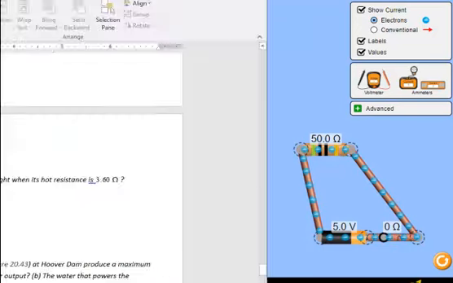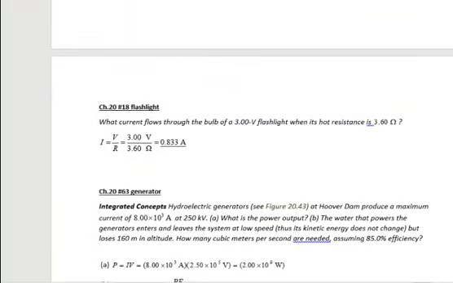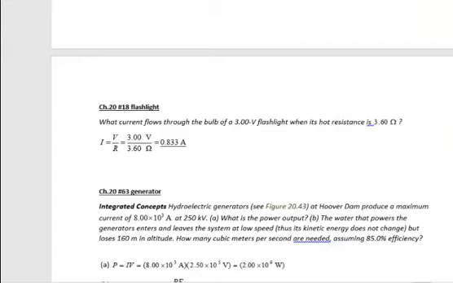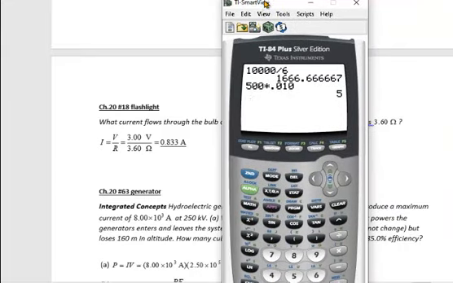And then I'm going to go back here, which of course is the answer right in front of us. So that would be the next problem, something about a flashlight, 3 volts, 3.60 ohms. And so 3 divided by 3.6 is the answer, 0.833 amps.